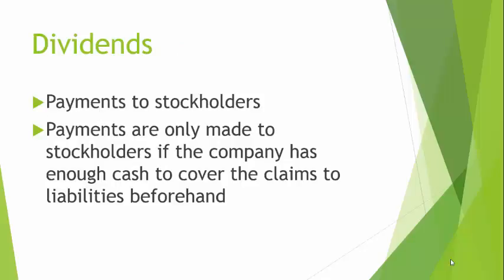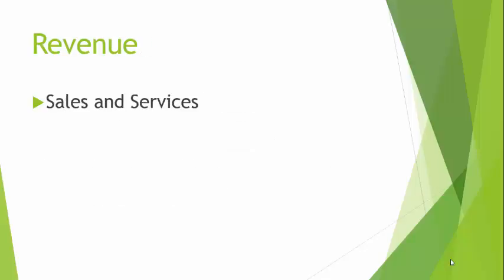Dividends are payments made to stockholders, or those who have purchased shares of stock from a corporation. These are paid to stockholders once the company has enough cash to cover the claims to liabilities beforehand. Till then, stockholders have no claim to corporate cash.